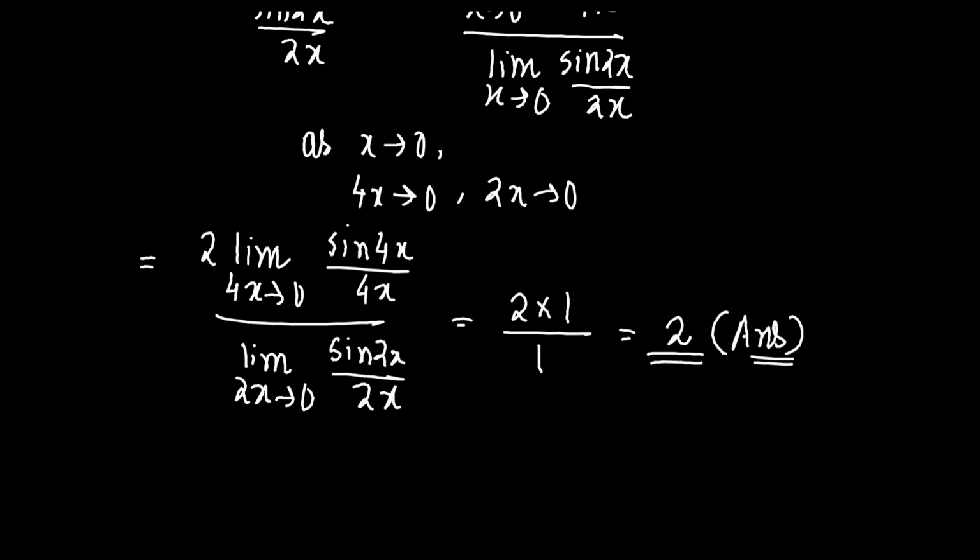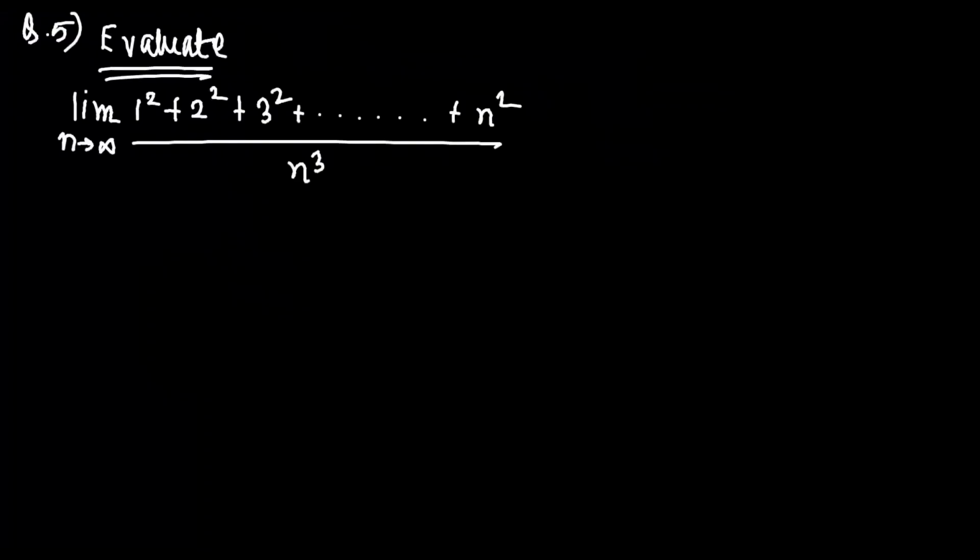Okay, now we come to the fifth question. Here also we have to evaluate limit n tends to infinity of 1 square plus 2 square plus 3 square up to n square by n cube. Here it is actually an infinity by infinity form. So here what we do, it is limit n tends to infinity. Now this formula, 1 square plus 2 square plus 3 square up to n square, we all know. Suppose the formula that we know, that 1 plus 2 plus 3 up to n is n into n plus 1 by 2.